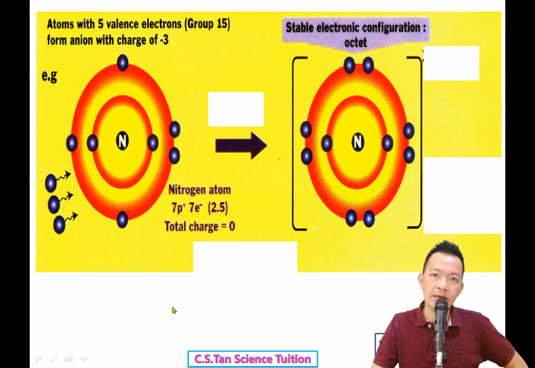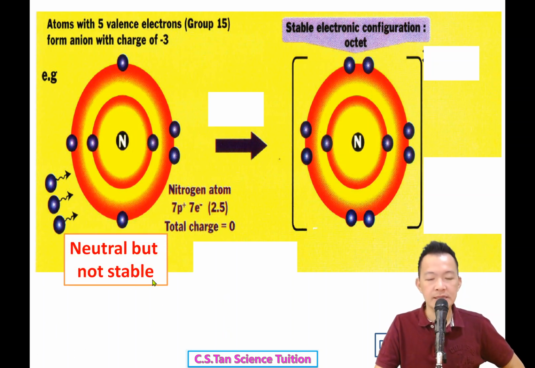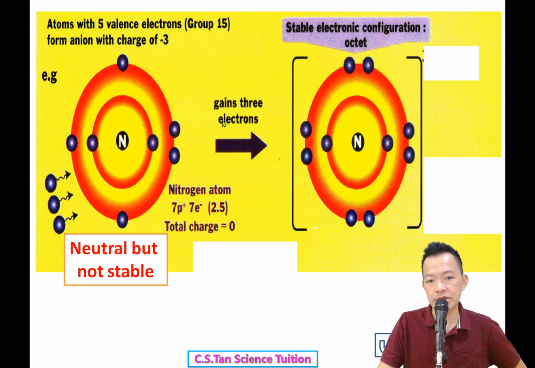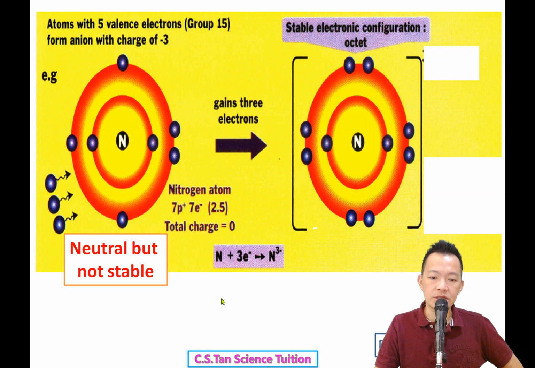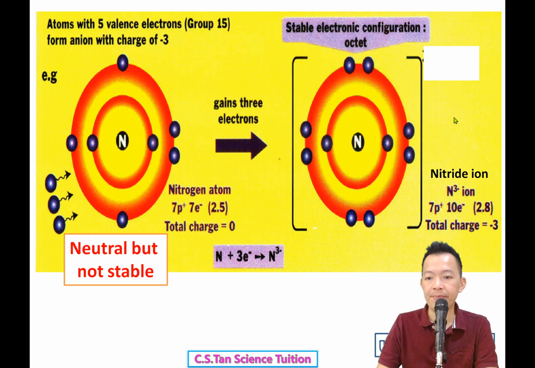Nitrogen atom has 7 protons, 7 electrons, 2.5. So nitrogen atom is neutral, but not stable. How to make itself become stable? During a chemical reaction, nitrogen atom is going to gain 3 electrons. Let me write the half equation once more: nitrogen atom gains 3 electrons and finally becomes a new ion, the nitride ion.